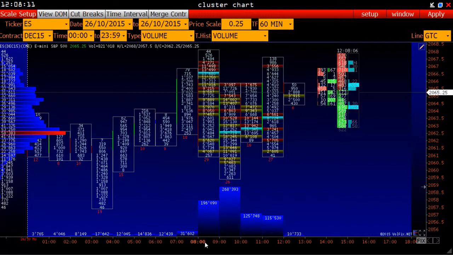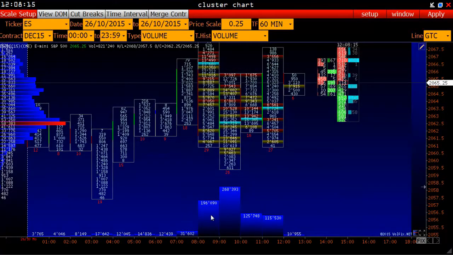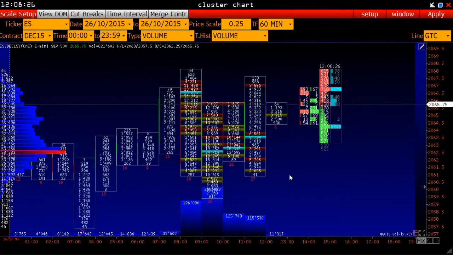What do we see? We see a vertical bar graph showing the number of volumes. From 8 till 9 o'clock, volume was 196,090 contracts. From 9 till 10 o'clock, the number of contracts was 268,393, and so on.